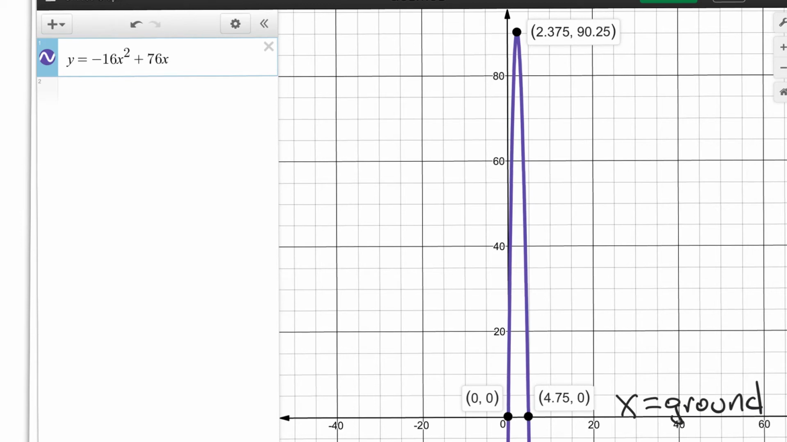Now you have to make sense of the problem. You have to make sense of the numbers. So remember that x-axis is your ground and x is time. So what this means is you start at 0 seconds, and when the ball went up and it came down, it hit the ground at 4.75 seconds. So this right here is how many seconds it was in the air, because it went up 1 second, 2 seconds, 3 seconds, 4 seconds, boom, and it hit the ground.